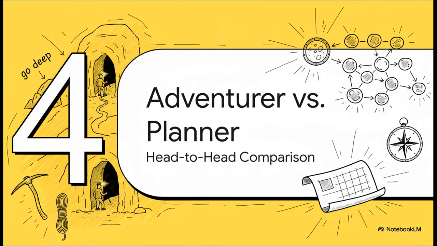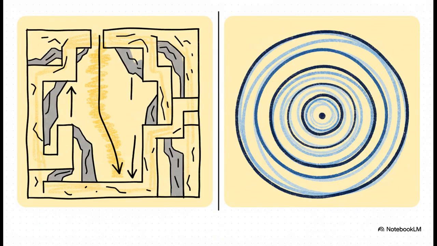Okay, so we've met our two heroes, the Go Deep adventurer and the Go Wide planner. Let's put them in the ring, side by side, and really see how their strategies stack up. So on one hand, you've got DFS, the maze runner. It's a gambler, betting that the current path is the right one, but it's always ready to backtrack. On the other hand, you have BFS, which is like a ripple spreading in a pond, slowly, methodically, but surely covering every single possibility at its current distance before it dares to move further out.